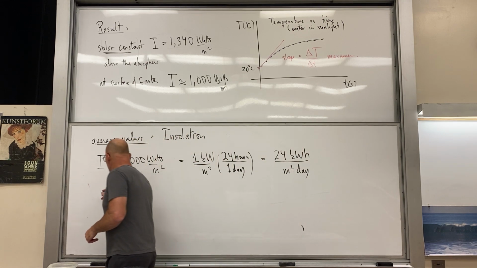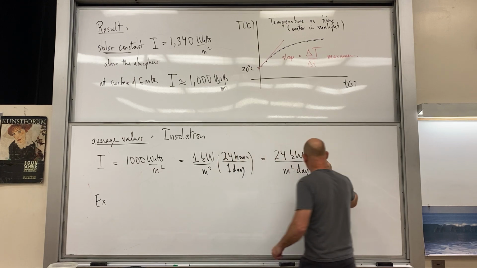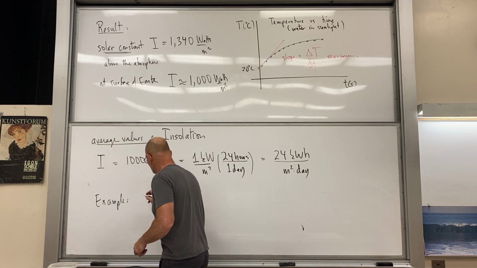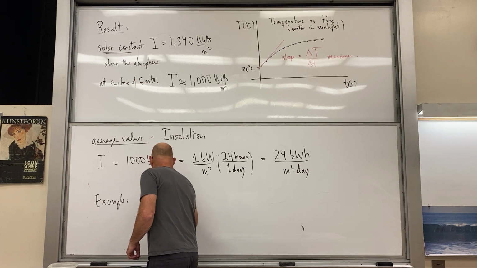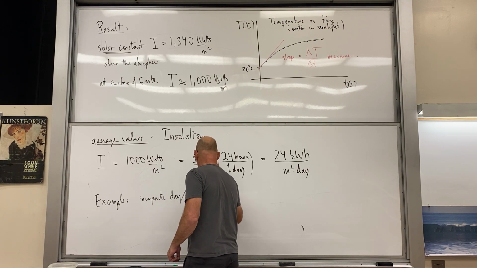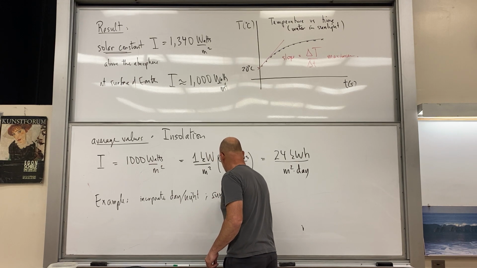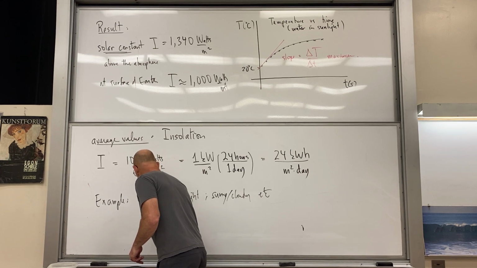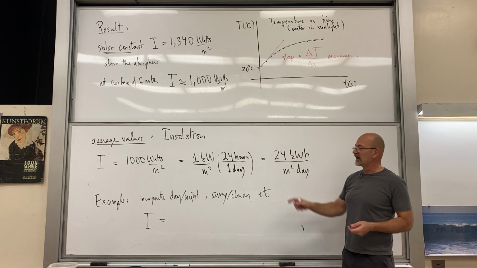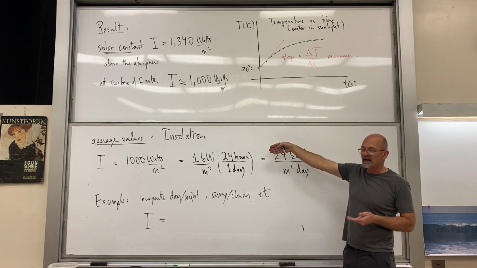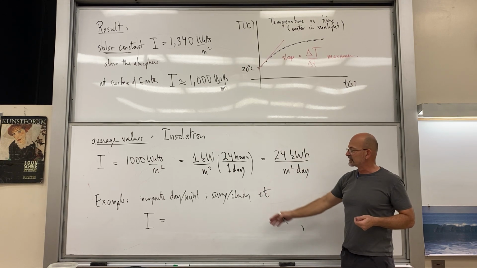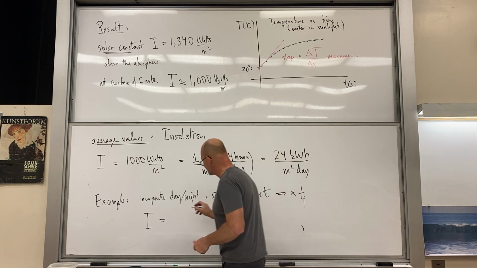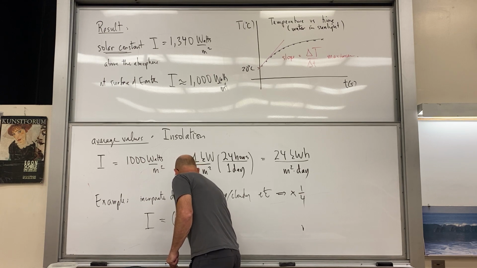And then we get this example. So this is actually just an identity, so we're fine. So now, as an example, if we incorporate day and night, sunny versus cloudy, whatever conditions you have, raining and so forth, then we might find I is equal to 1/4 of this. Okay, half the time the sun's not up, and of the other half, half of that, it's not fully sunny. So if we multiply times 1/4, then we would have 6 kilowatt hours per meter squared per day.